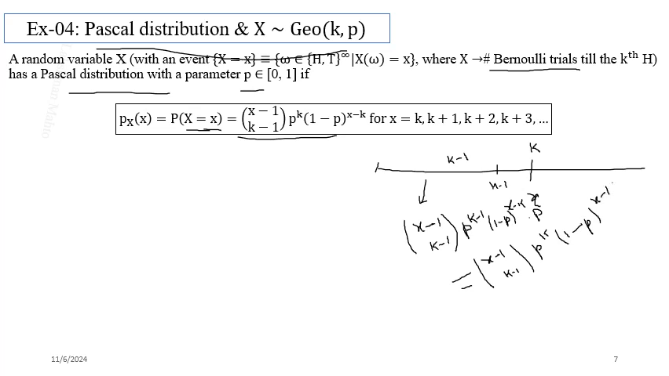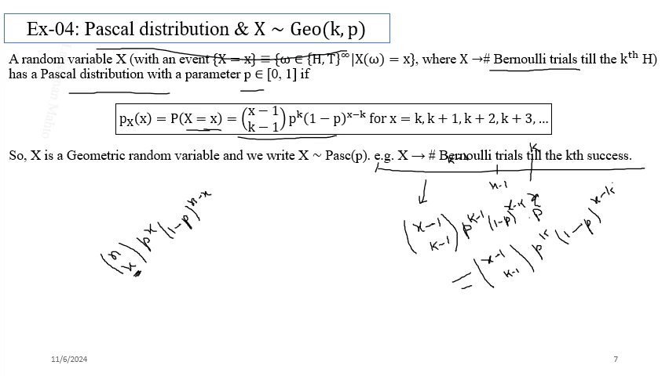How is it different from the binomial distribution? In the binomial distribution, see the difference, we write it as n choose x, p to the power x, 1 minus p to the power n minus x. If you observe, what difference do you see? Here this x is varying, and here x is coming in the top. So that is the difference. Don't confuse the Pascal distribution and the binomial distribution. The Pascal distribution is a generalization of the geometric distribution.